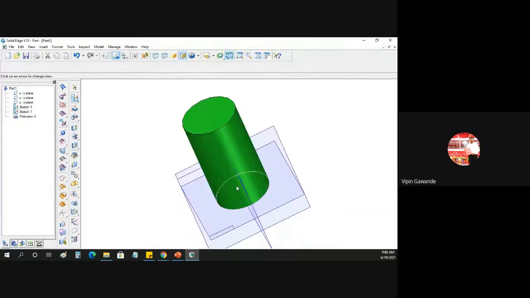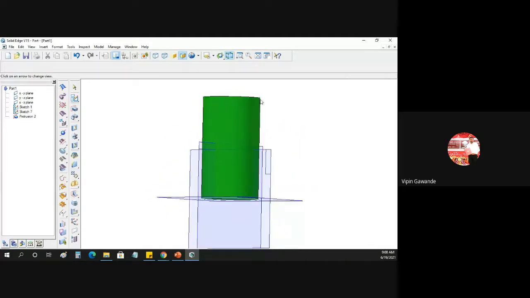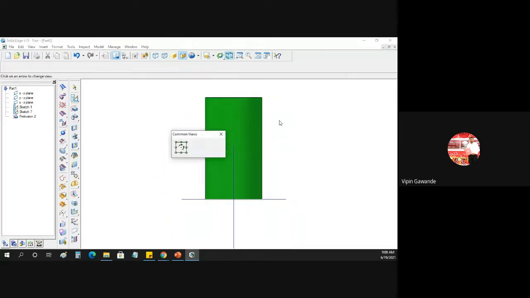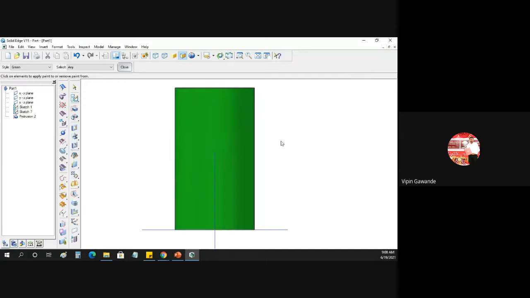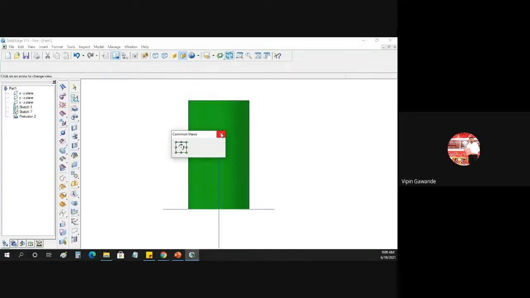Now this is your cylinder. What is the front view of the cylinder? If you see from this direction, imagine you are standing in front of the cylinder, it looks like a rectangle. So this is the front view.